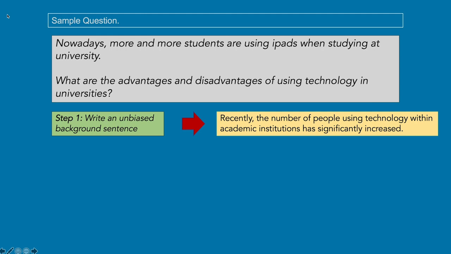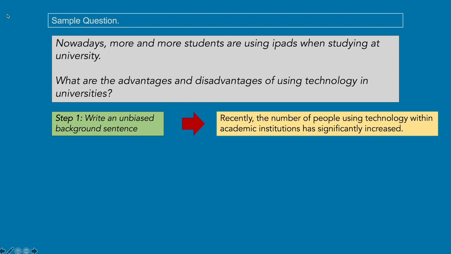Now, as you can see, I've swapped the word nowadays with the word recently. I've also used a synonym for the word university by using the term academic institution. And also, I replaced iPads with the word technology. And look at that, the sentence has been completely changed. It's clear that it's written in my own words and not copied, yet it still means the exact same thing as the statement in the question.